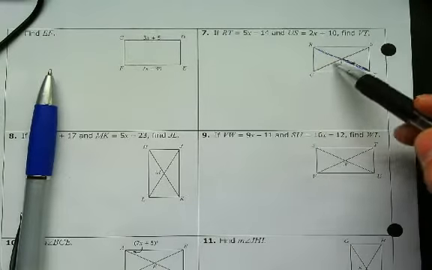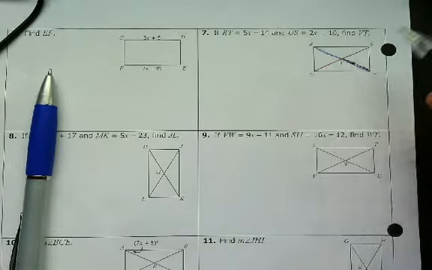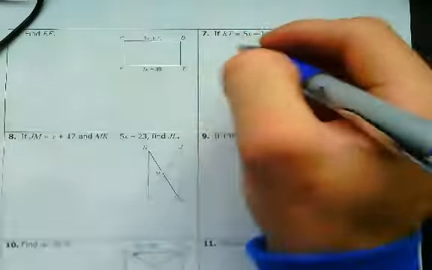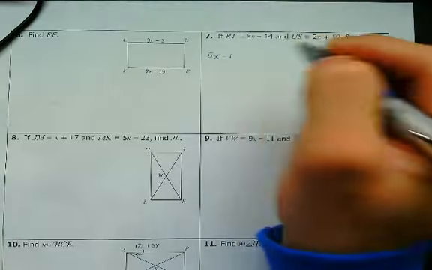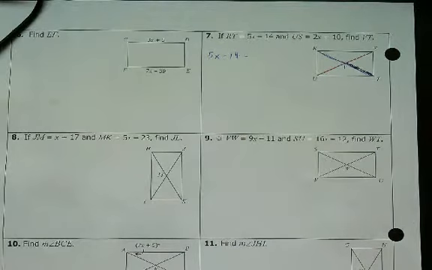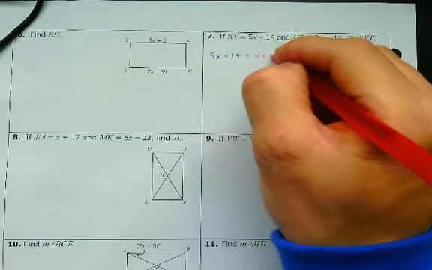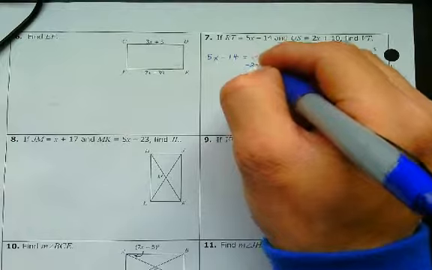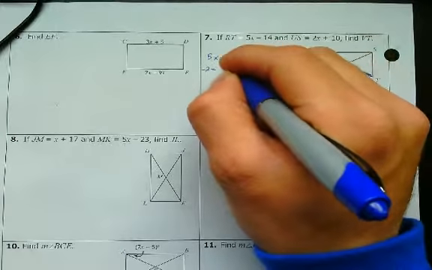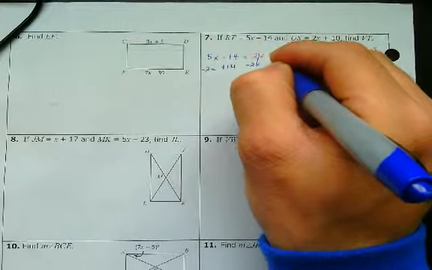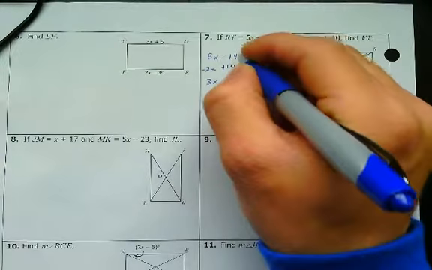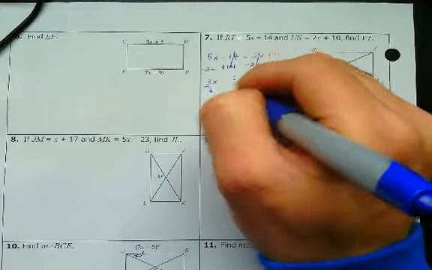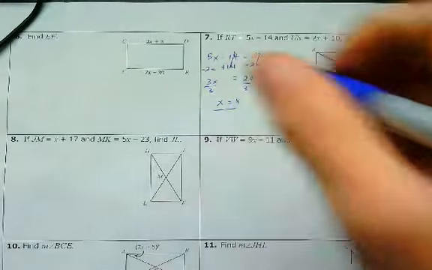Okay, so the first thing that I'm going to do is set the blue and the red equal to each other. The reason I do that is because we know that diagonals are congruent. So 5x minus 14 is equal to 2x plus 10. Okay, I'm going to do my math, solve for x. Subtract 2x on both sides, and add 14 to both sides. I get 3x is equal to 24. Divide by 3, get x equals 8.